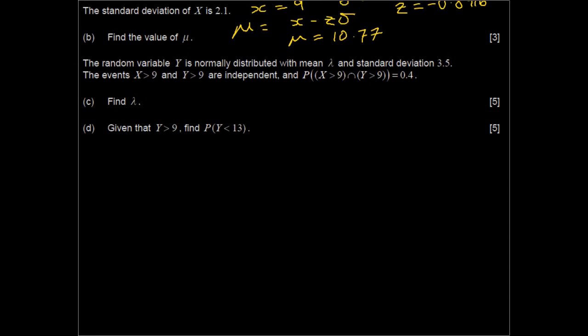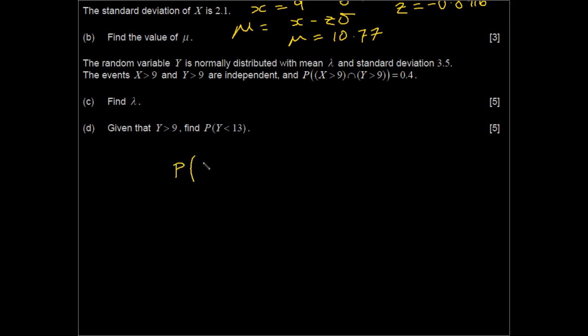So here what we need to do is understand what this means. It means the probability of x being greater than 9 and the probability of y being greater than 9 is 0.4. So when you have two probabilities of independent events, what you do is you multiply this probability by this probability, and that gives us 0.4.